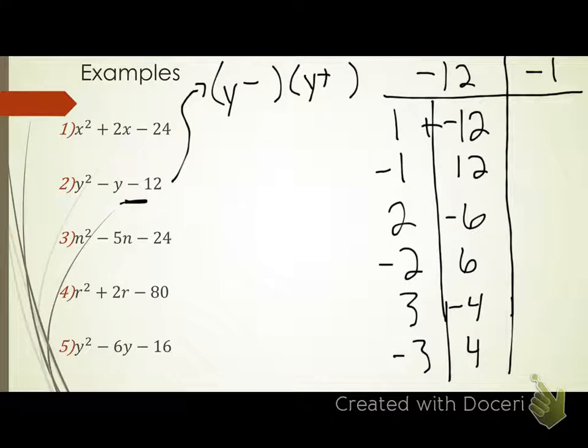What's 1 plus negative 12? Negative 11. Negative 1 plus 12. Positive 11. 2 plus negative 6. Negative 4. Negative 2 plus 6. Positive 4. 3 plus negative 4. Negative 1. Negative 3 plus 4. 1. So which one is it?